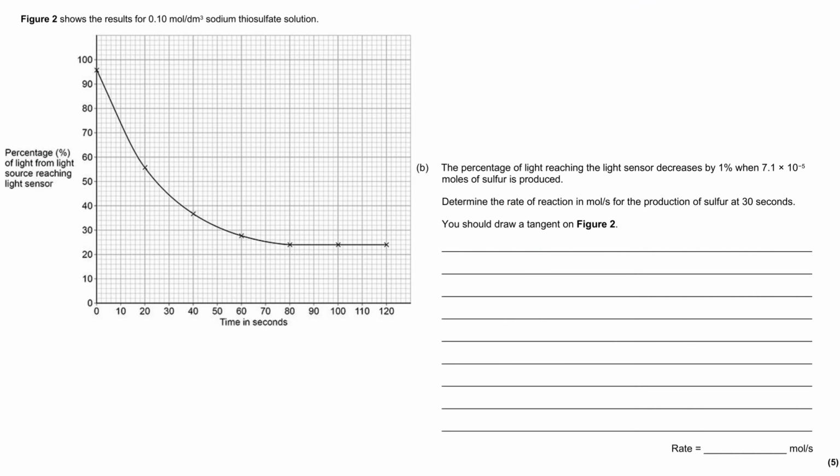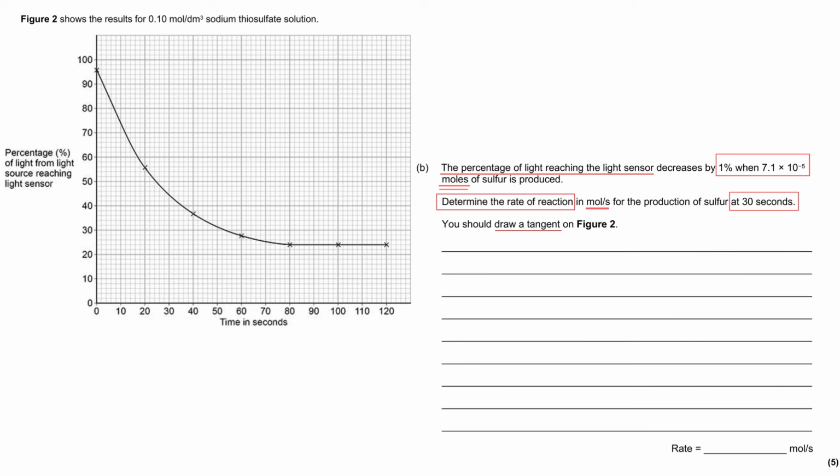And then we're told that the percentage of light reaching the light sensor decreases by 1% when 7.1 times 10 to the minus 5 moles of sulfur is produced. And we've been commanded to determine the rate of reaction in moles per second for the production of sulfur at 30 seconds. And we're told that we should draw a tangent on figure 2.